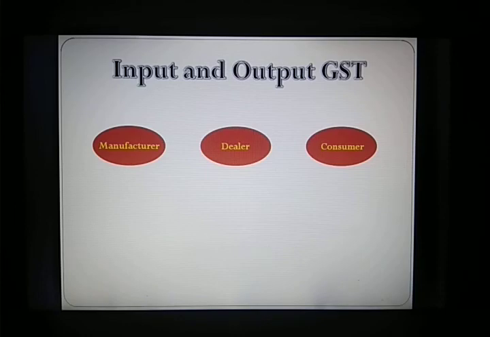Now that means if the manufacturer is selling some products to the dealer, then the dealer must pay some tax, right? Yes, so when the manufacturer sells some product to the dealer, the dealer needs to pay some tax to the government, and that tax is known as input GST. Now the dealer sells the same item to the consumer, by keeping some profit and all those things.